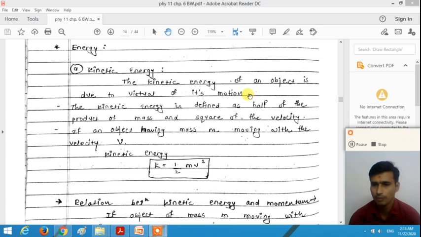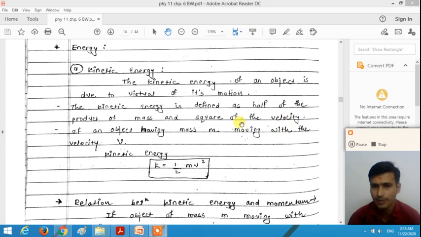But when the object is in motion, it has some amount of kinetic energy. So here the definition of kinetic energy is important. What is kinetic energy? The kinetic energy is defined as half of the product of mass and the square of the velocity, right?